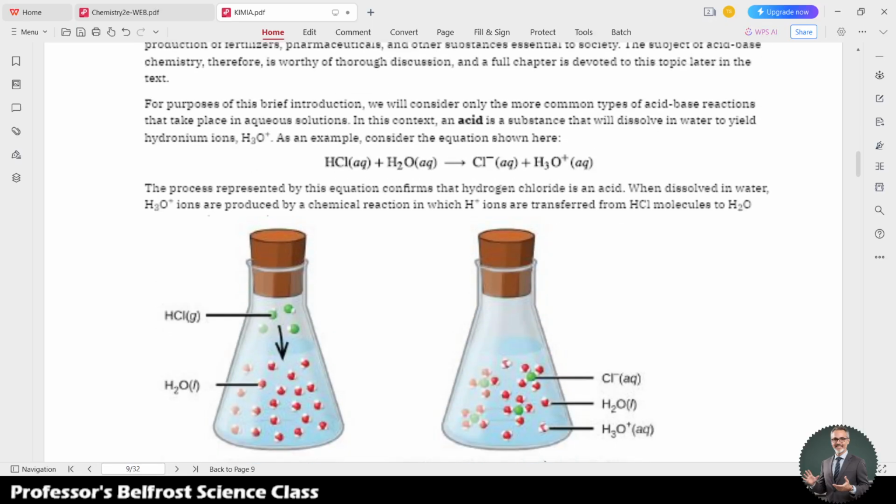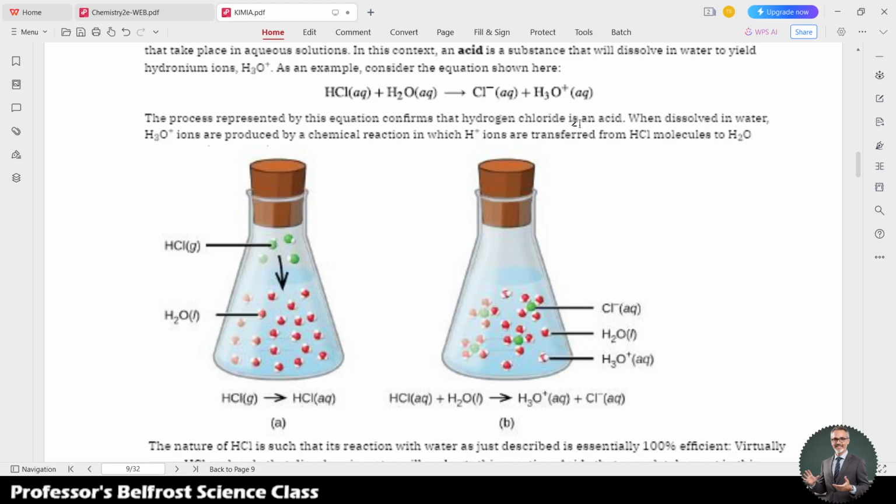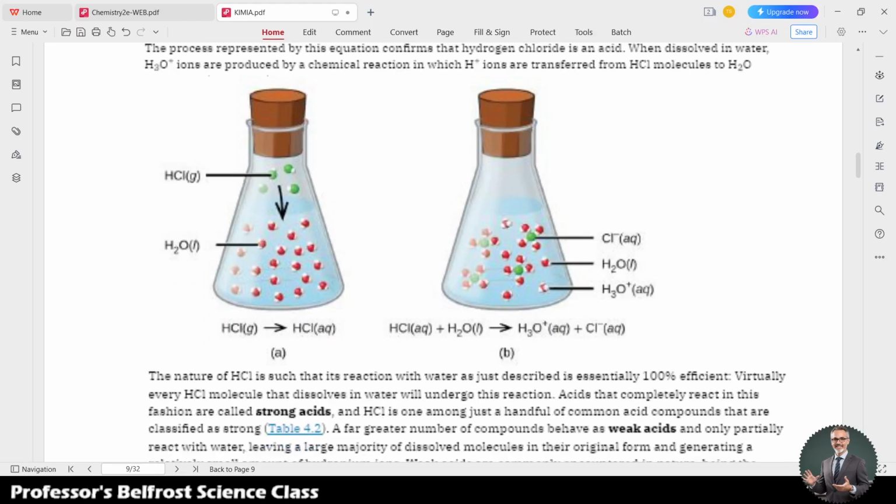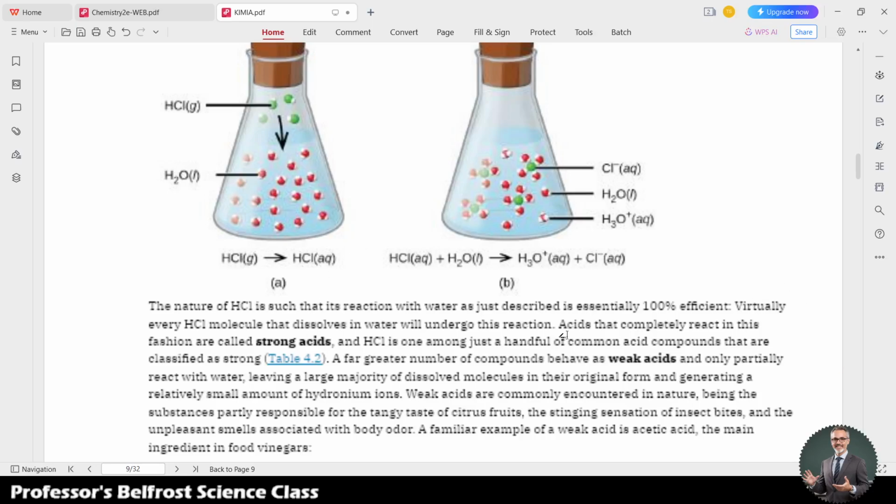The process represented by this equation confirms that hydrogen chloride is an acid, because when it dissolves in water, the hydronium ions are produced by a chemical reaction in which hydrogen ions are transferred from the hydrochloric acid molecules to the water molecules, as shown in the figure. The nature of hydrochloric acid is such that its reaction with water, as just described, is essentially 100% efficient, and virtually every molecule that dissolves in water will undergo this reaction. Acids that react completely in this fashion are called strong acids, and one of them is HCl.